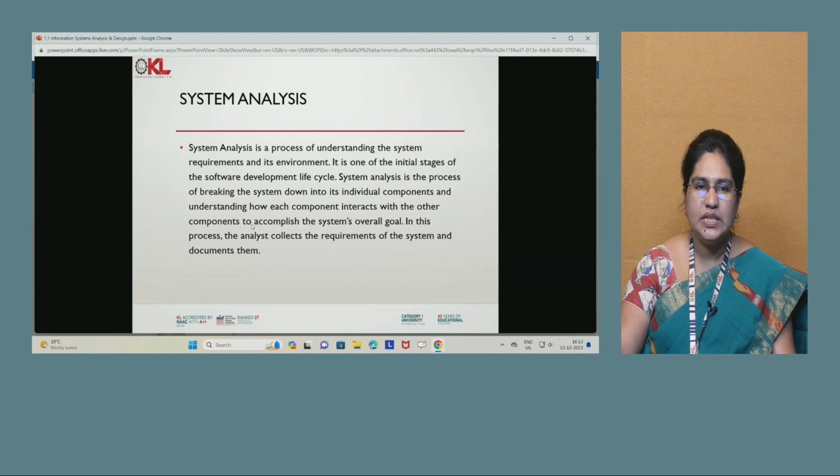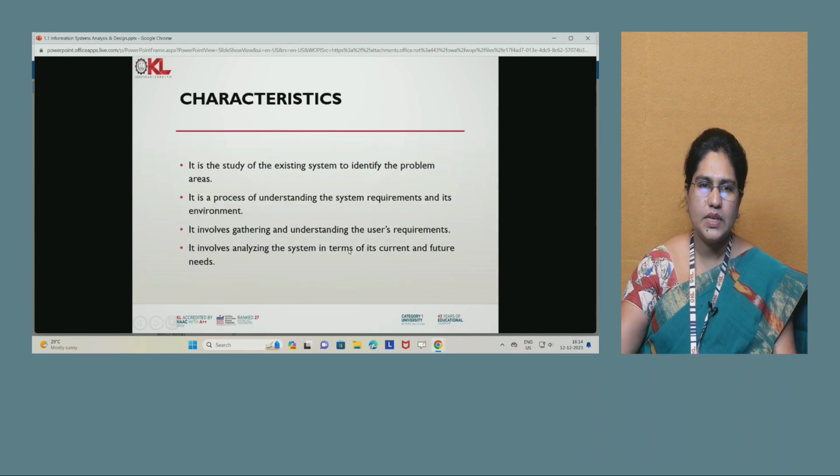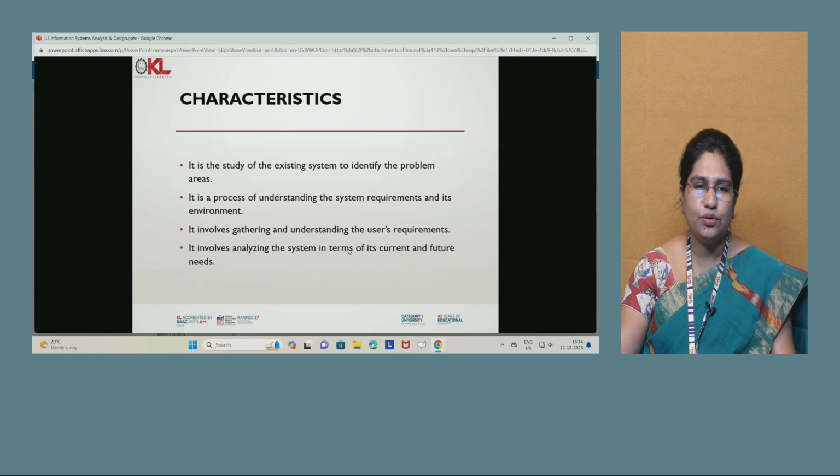Once we understood the requirements, they analyze them, and they document those particular requirements. Okay, so again we are going to discuss the characteristics of the software life cycle phase. It is a study of the existing system to identify the problem area.